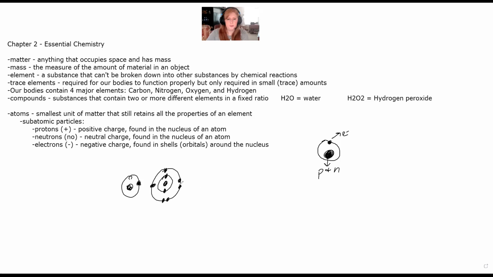Okay. And so then if I have my other, so this is oxygen, and these guys are hydrogens.